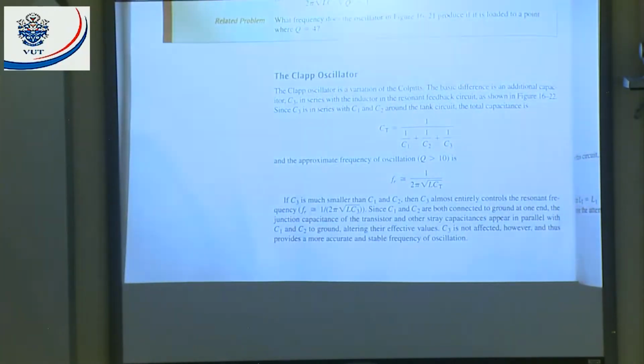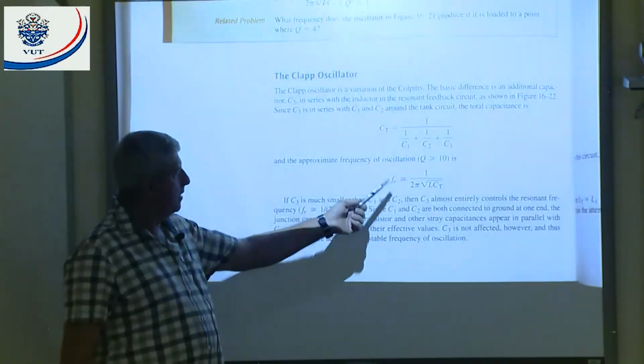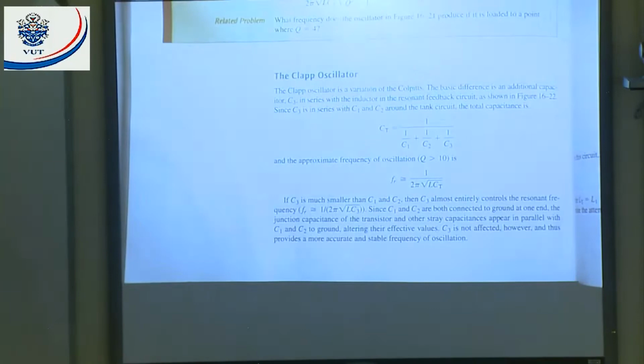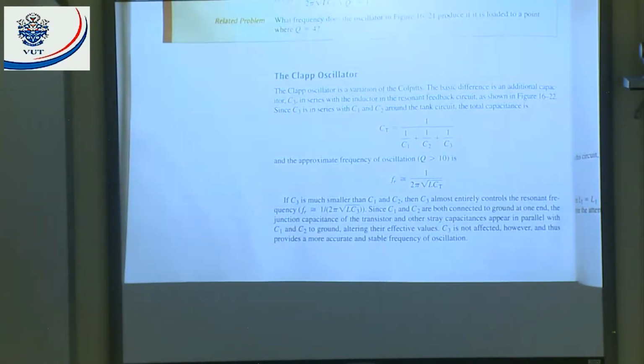Then they say the approximate frequency of oscillation, when Q is larger than 10, is the resonant frequency, 1 divided by 2 pi square root of L times C total. But now here's the big important story. They say if C3 is much smaller than C1 and C2, then C3 almost entirely controls the resonant frequency.